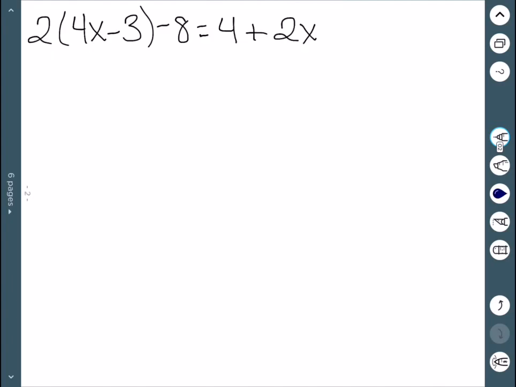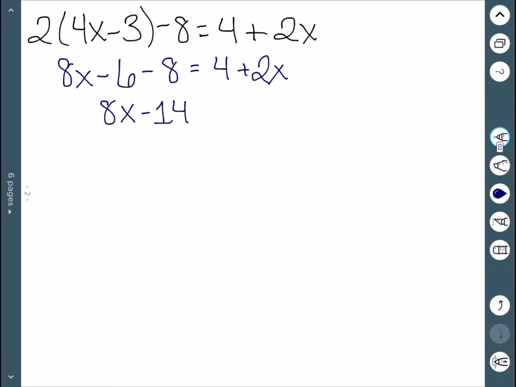Here's the first one. And the very first thing you should do when you see these is to simplify the sides. On the left, 2 times 4 would be 8, and 2 times negative 3 is negative 6. On the right, there's nothing to simplify. We can also go ahead and do this negative 6 minus 8, which would be negative 14. And on the right, 4 plus 2x.